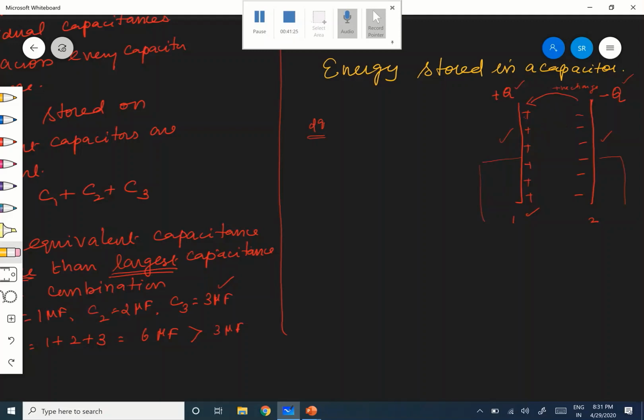When the charging process is going on, it is not yet completed. It will get completed only when both the plates get plus or minus capital Q. Only then is the charging over. But now it is not yet over. The charge is being taken from 2 and deposited on the positive plate. That process is going on.